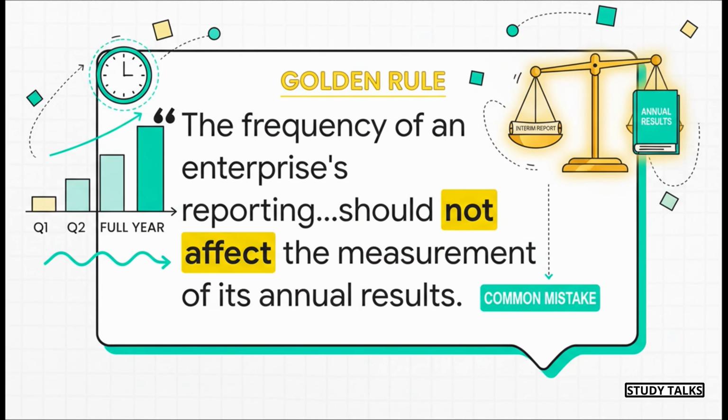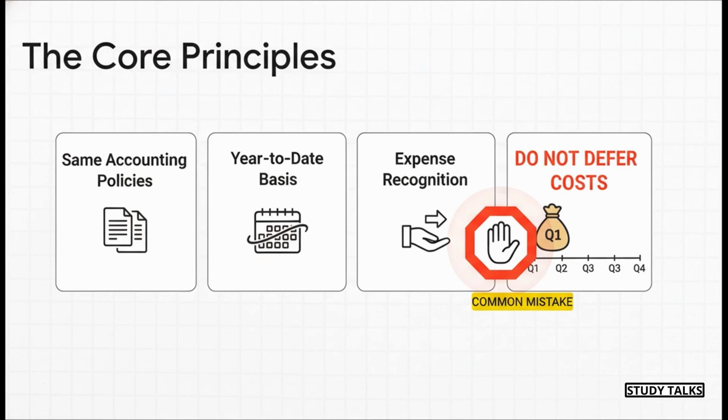Reporting quarterly doesn't give you a license to do things differently. An interim report is just one piece of the bigger annual puzzle. Everything you do has to be consistent so that when you add up all the quarters, you get the correct annual result. And that golden rule leads directly to these core principles.